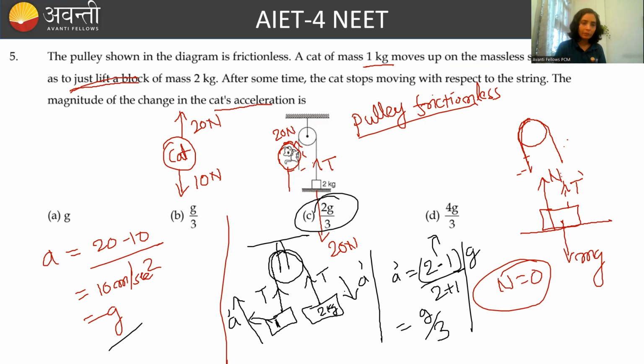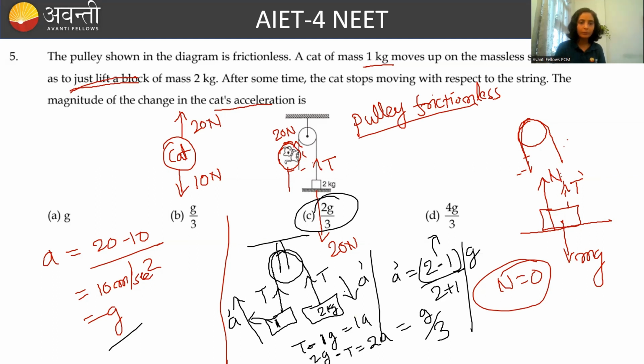Simple, here you write the equation. It is going up, so T minus m1g will be equal to m1a, and it is going down, so m2g minus T will be equal to m2a. If you add these two, you will get (m2 minus m1)g divided by (m1 plus m2). So this is how we calculate it. Answer will be 2g by 3. Okay, I hope it is clear.